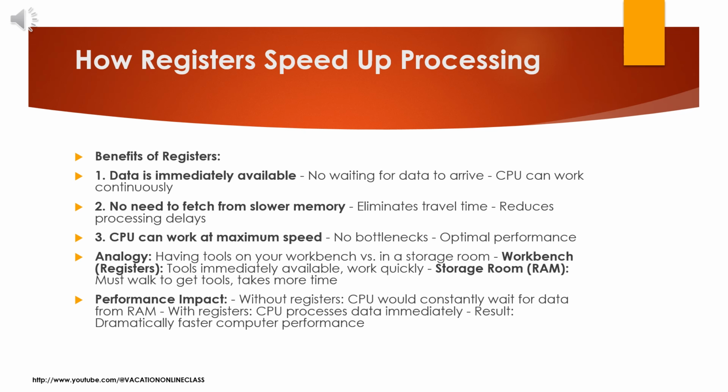Now let's look at the bottom line. How do registers actually speed up processing? The primary benefit is that data is immediately available. Because the information is right there inside the CPU, there's no waiting time. This allows the processor to work continuously without pause. By eliminating the travel time from slower memory, we remove processing delays and bottlenecks, allowing the CPU to operate at its absolute maximum speed. To visualize this, think of the workbench analogy.